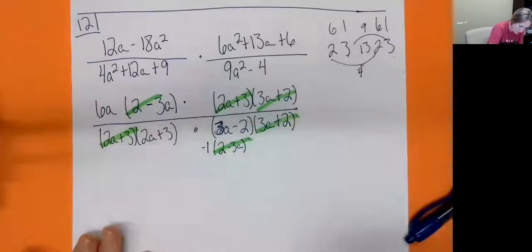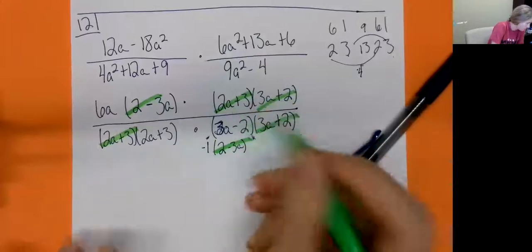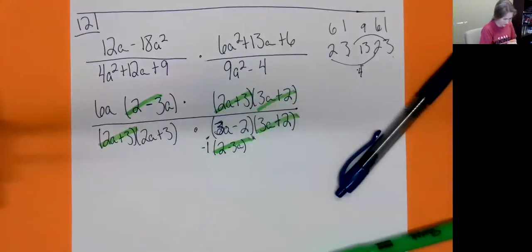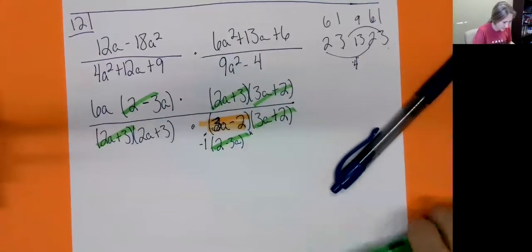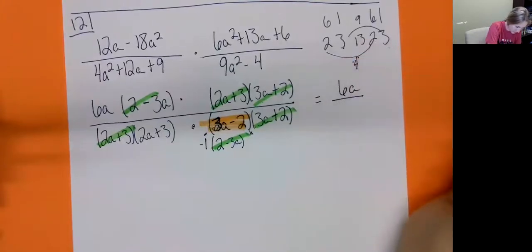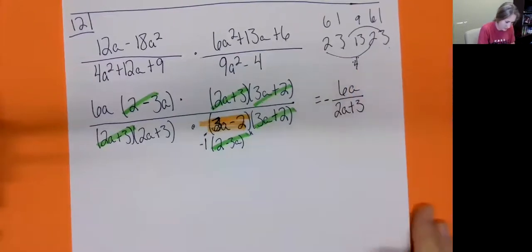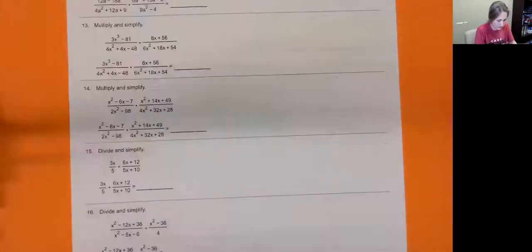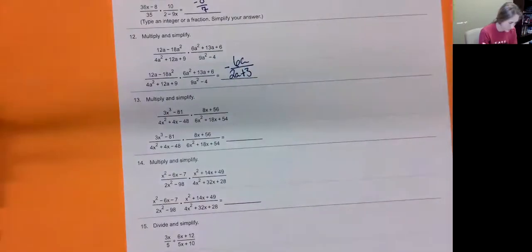So let me draw little lines here. I feel like I need to highlight them in a different color. All right, so then all that's left after all of that madness, but that madness is what makes me happy about this, is 6a over, and it's negative 2a plus 3. All right, we're going to copy that over. So we have negative 6a over 2a plus 3. Beautiful.